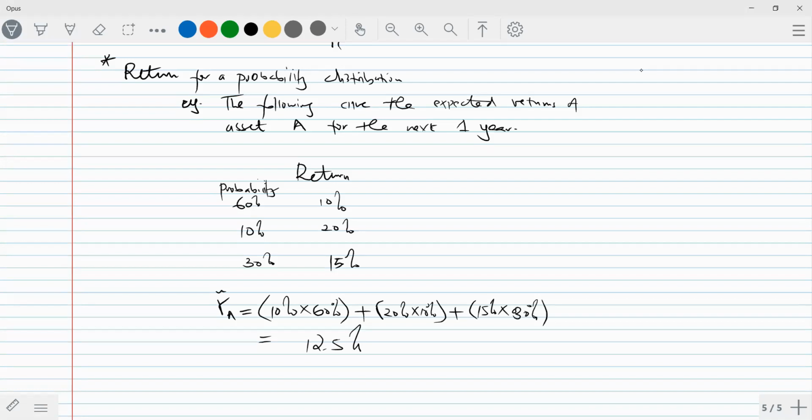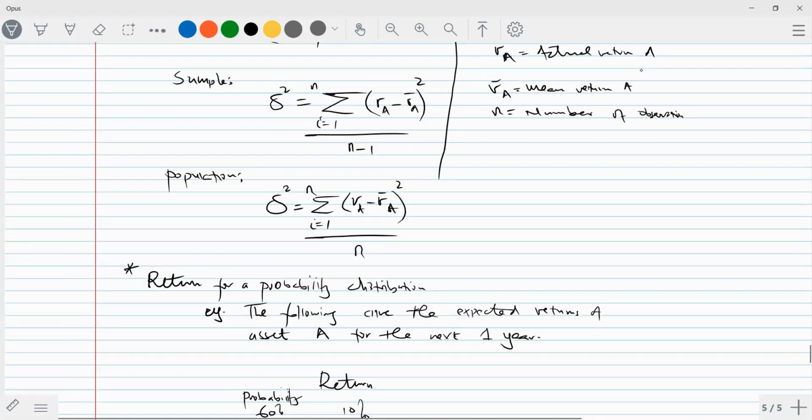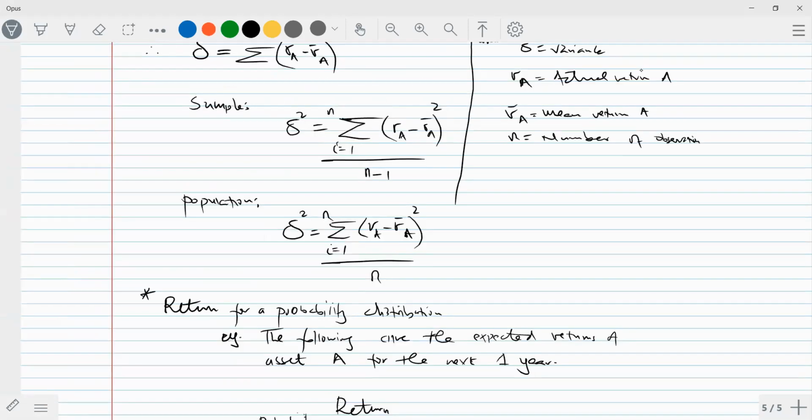Now, Stacy was asking a question on whether, in the case of an exam, we know whether the data set is a population. Because as you can see, the formulas are different. If it's a sample, we divide by n minus 1. If population, we divide by n. How do you know whether this is a population or a sample? Maybe the examiner won't tell you.